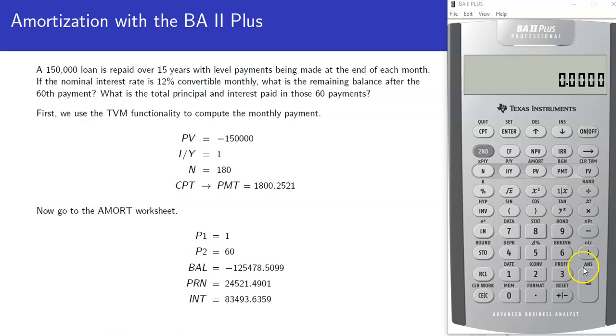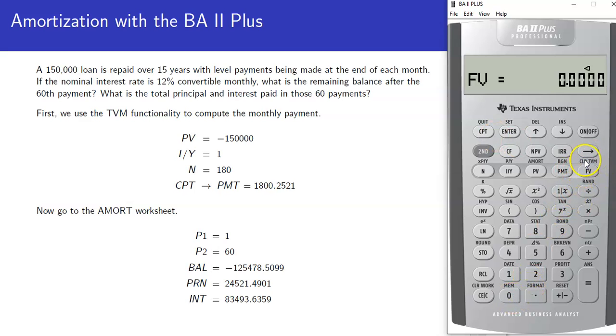Alright, so the first thing we're going to use is our time value of money functionality of the calculator to get our monthly payment. So we're borrowing $150,000. I'll go ahead and make that negative, and put that in for our present value. We've got a monthly interest rate of 1% because we're told that the interest rate is 12% annually but convertible monthly. There's 180 total payments over the course of 15 years. And our future value here will be set to 0.